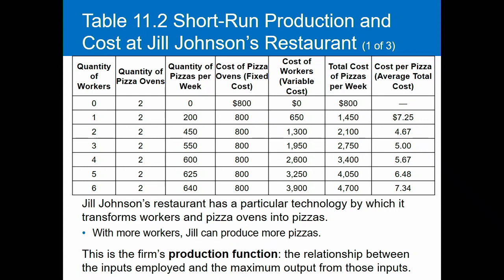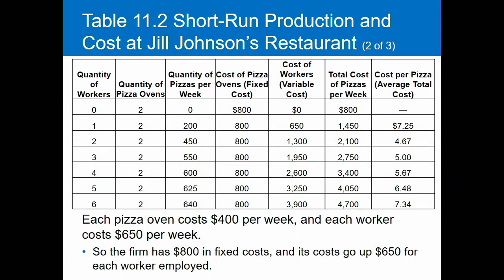Then her total cost of pizzas increases by how much the variable cost is. So if she has 1 worker, you have the fixed cost of $800 and the variable cost of $650 for that employee. So her total costs are $1,450. And those are going to increase as the number of workers she hires increases. Basically the same information here, and it just includes stuff about the fixed and variable costs.